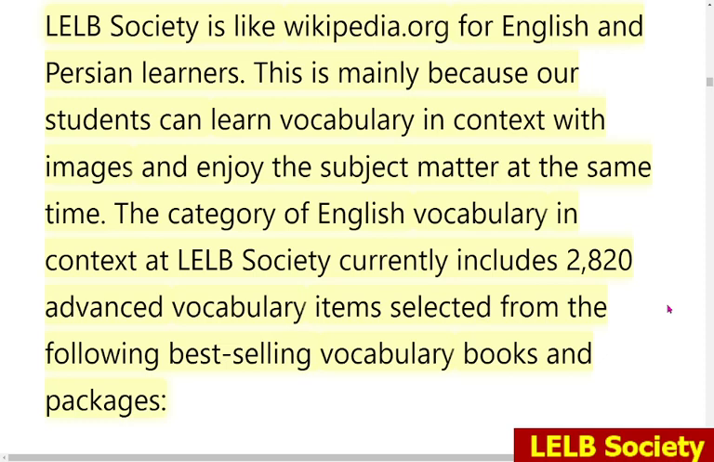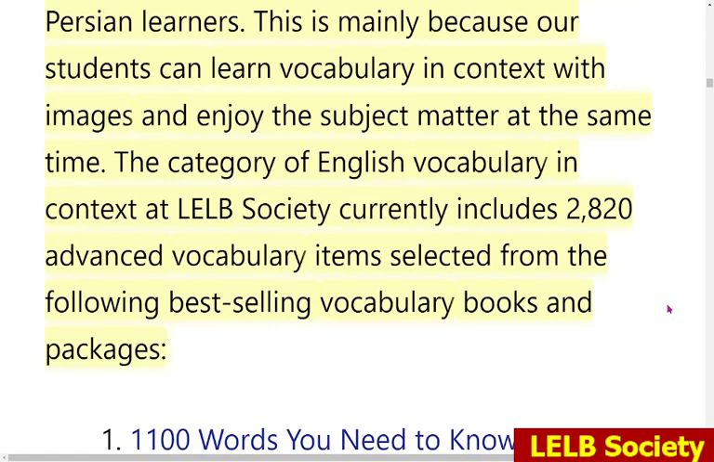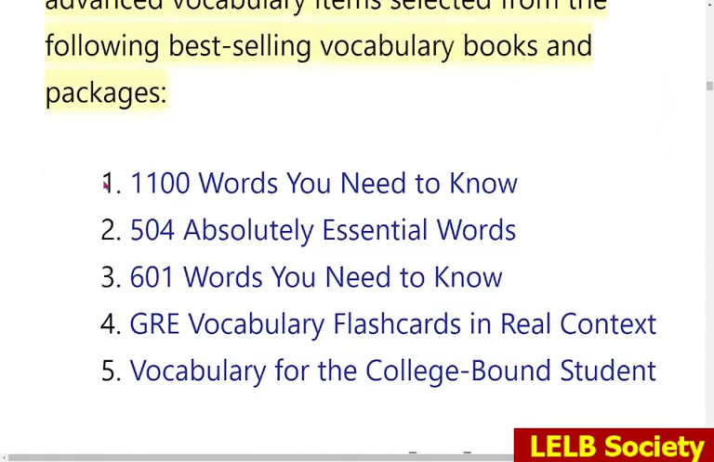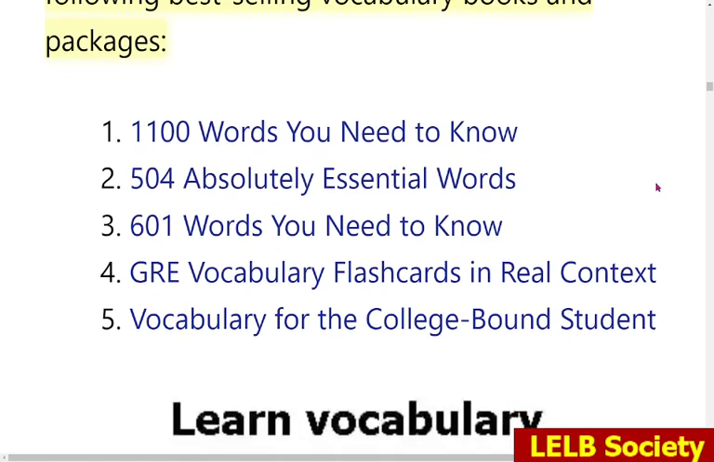The category of our English vocabulary in context at LELB Society currently includes 2,820 advanced vocabulary items, not ordinary vocabulary, but advanced scientific, difficult, and abstract vocabulary items selected from the following best-selling vocabulary books and packages: 1,100 Words You Need to Know, 504 Absolutely Essential Words, 601 Words You Need to Know, GRE vocabulary flashcards in real context, and vocabulary for the college-bound students.